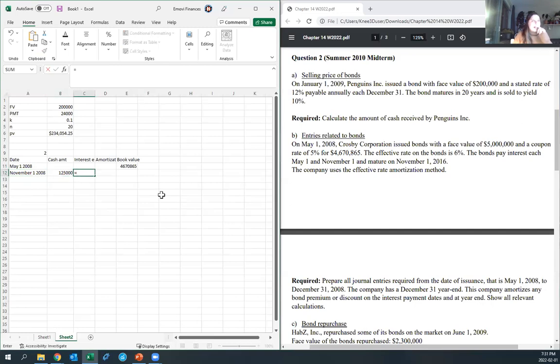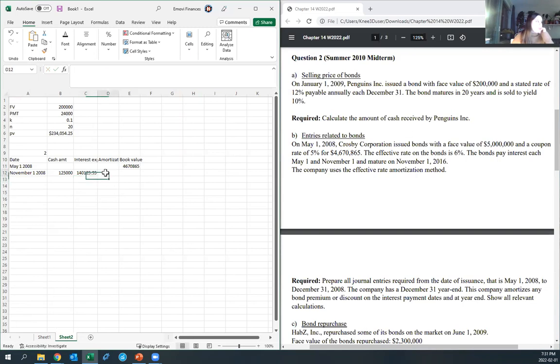The interest expense is your book value of the previous period. So in that case, it's May 1st, times the effective rate of 6% divided by 2. And then here I'm going to have a discount. So I'm going to do my interest expense minus my cash amount, and that gives me an amortization amount of 15,000. And I'm going to add the 15,000 to my book value.